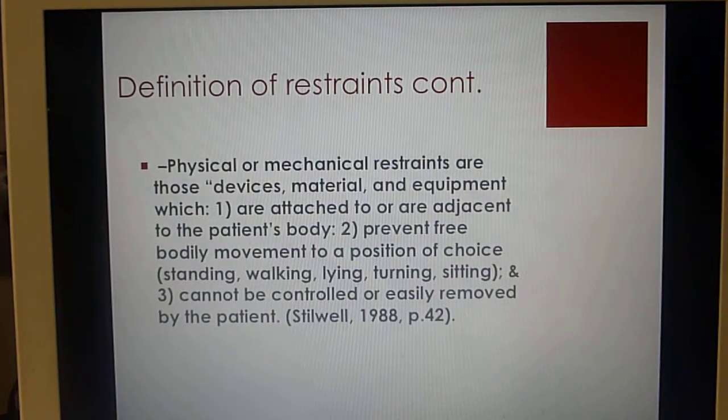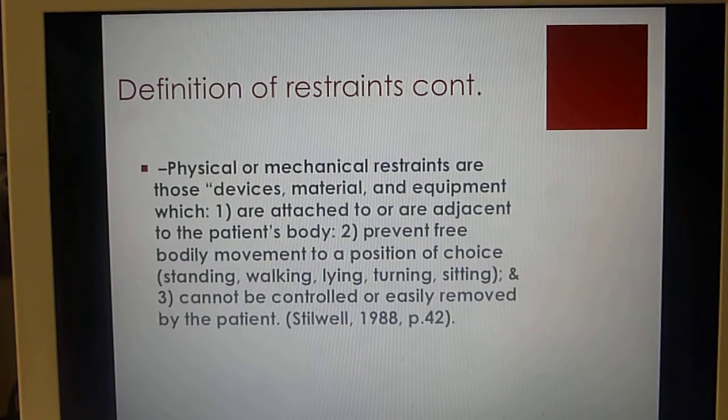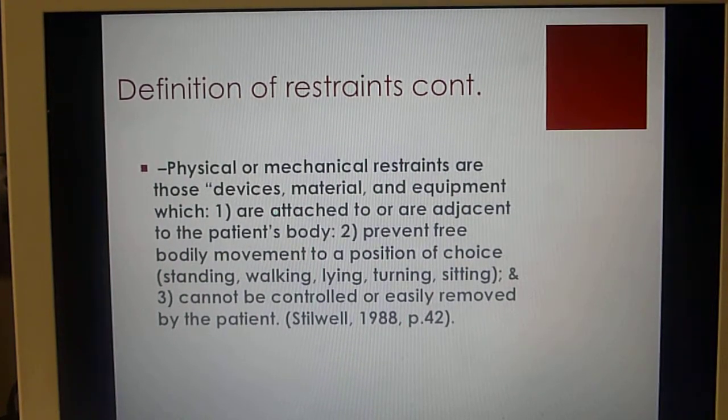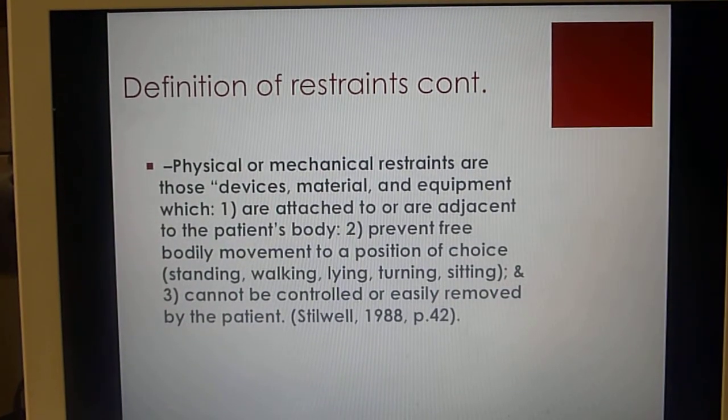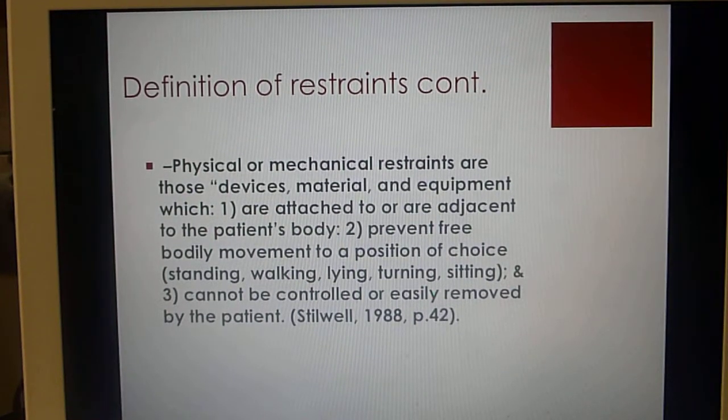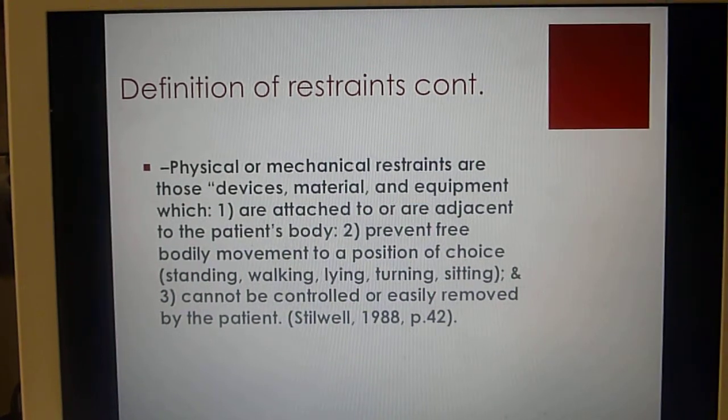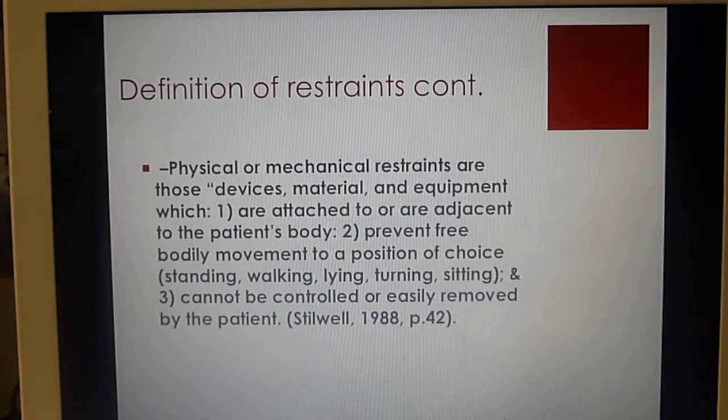It is also defined as devices, material, and equipment which are attached to or adjacent to the patient's body to prevent free bodily movement to a position of choice by standing, walking, lying, turning, or sitting, and cannot be controlled easily or removed by the patient.